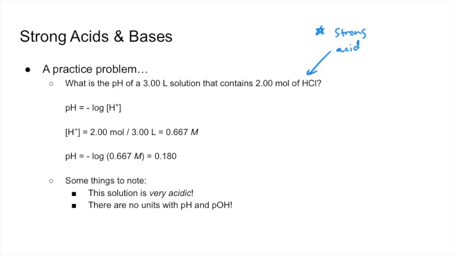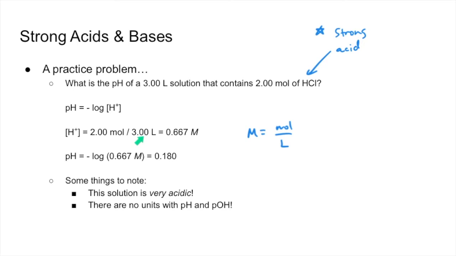So pH of a 3.00 liter solution, 2.00 moles of HCl. Well, our equation is the pH is equal to the negative logarithm, negative log of the hydrogen ion concentration or hydronium concentration, which means that before you do anything else, you need to calculate the hydrogen ion concentration, right? Remember, molarity is moles over liters. Well, here they gave us moles, so that's kind of convenient. That just goes on the top. Liters goes on the bottom, right?